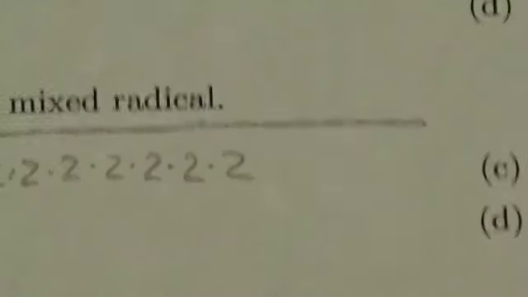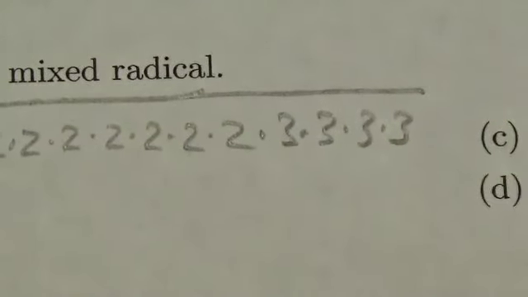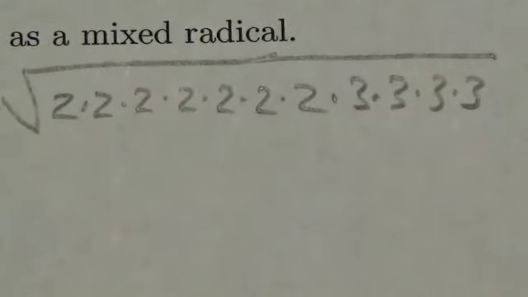Now, 81, I know, is not divisible by 2. It's divisible by 3. 27 is also divisible by 3. There's my second 3. 9 is divisible by 3. There's my third 3, and then my fourth 3. So there's actually 4 3s inside as factors of that number. So there we go. Wow, look at that, huge.